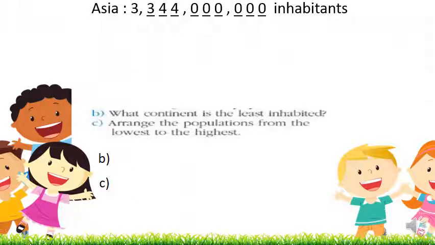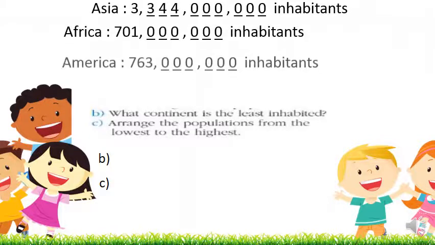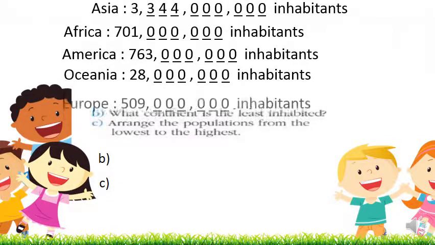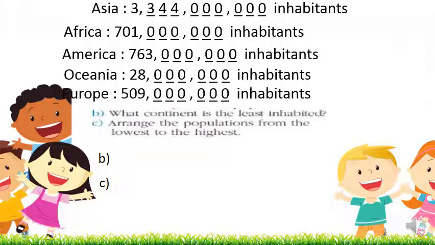Okay, going to part B. What continent is the least inhabited? I'm going to put here the numbers so we can see the continent which has the least inhabitants. If you see that all of them have millions, only Asia has billions. So if we compare the other 4 continents, which are Africa, America, Oceania, and Europe, we notice that Oceania is the least inhabited.